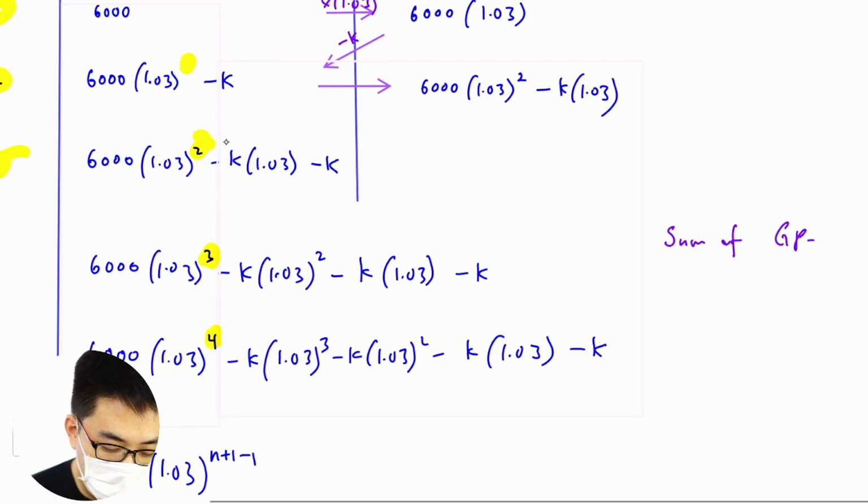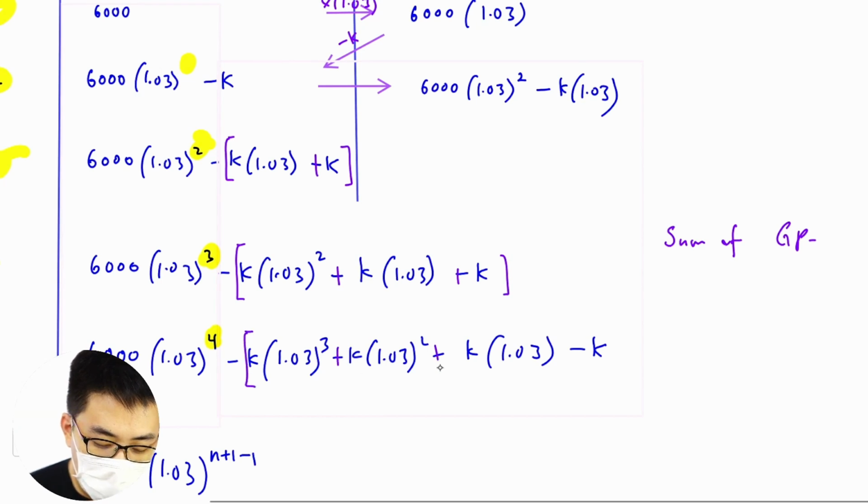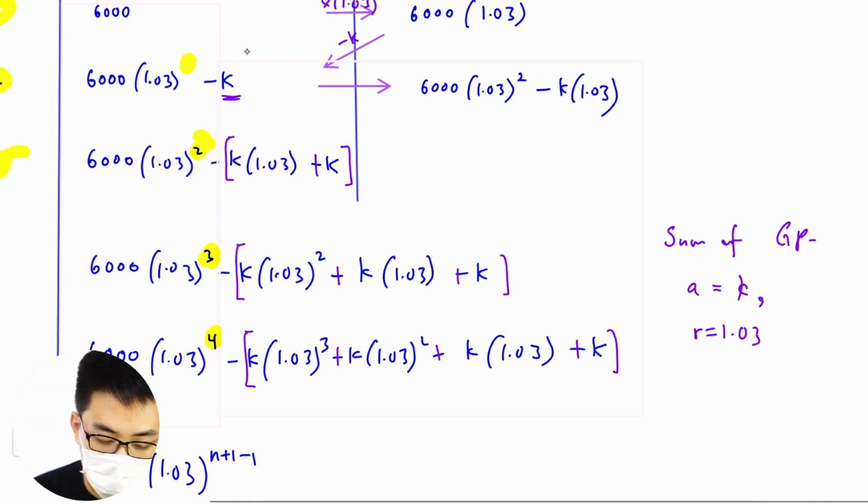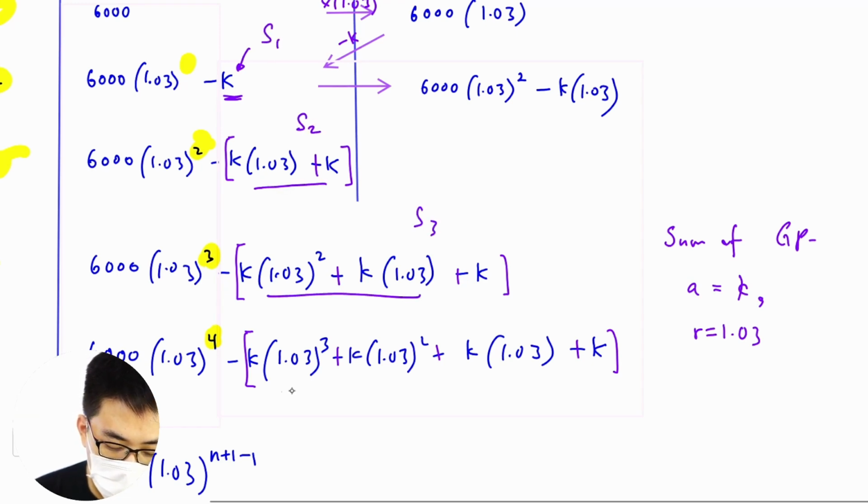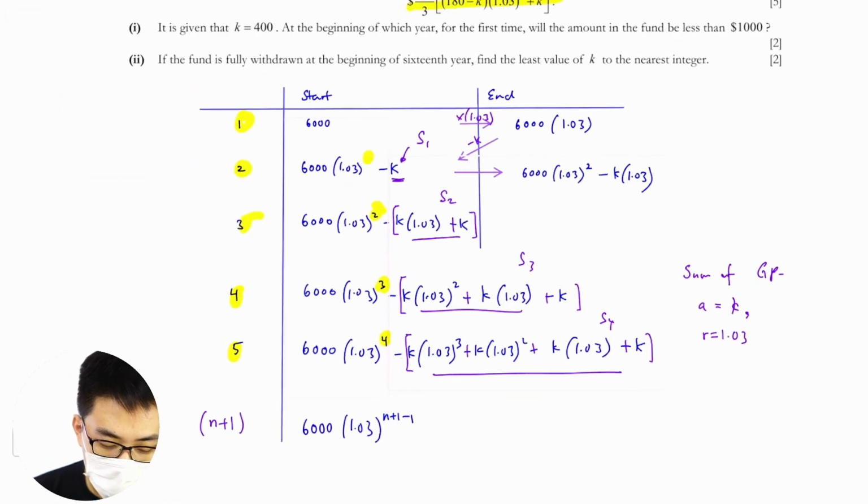In this case, factorize the negative out. All these GP here, what's the first term? Okay, the r is 1.03. This one here is S what? This is the sum of how many terms? One term. This is the sum of 4 terms. Okay, good.